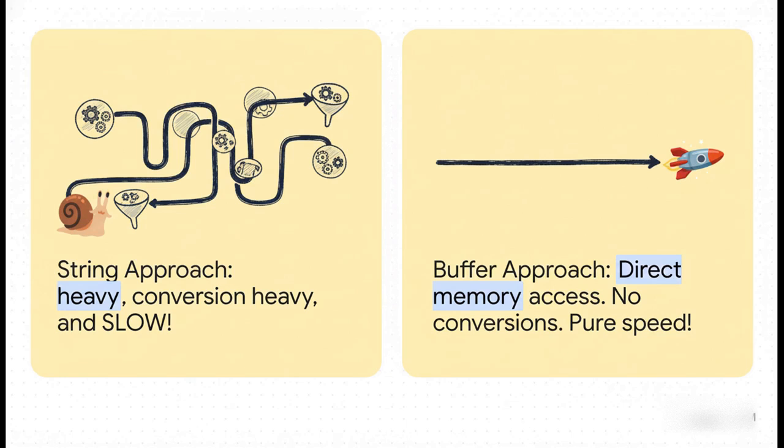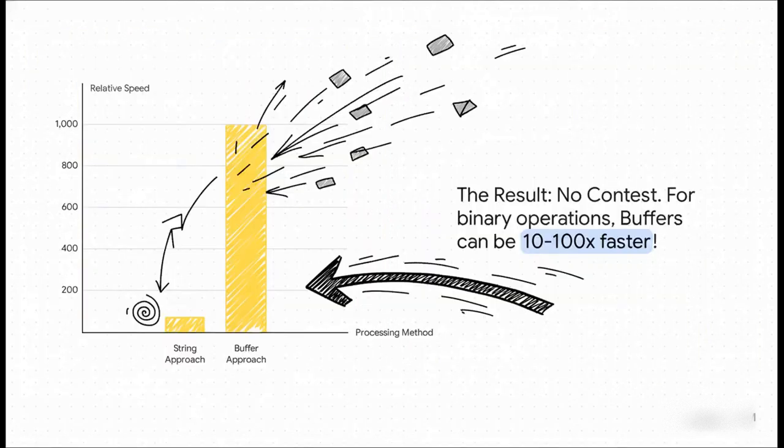It's slow, it eats up a ton of memory. But the buffer approach, it's like a hot knife through butter. It works directly with the computer's memory. It skips all that wasteful conversion overhead. It's just fast. And the result? Well, you can see for yourself. It's no contest. For these kinds of binary jobs, using buffers isn't just a little bit faster. We're talking orders of magnitude faster. Sometimes 10, sometimes 100 times faster. For any app where performance matters, this is a total no-brainer.